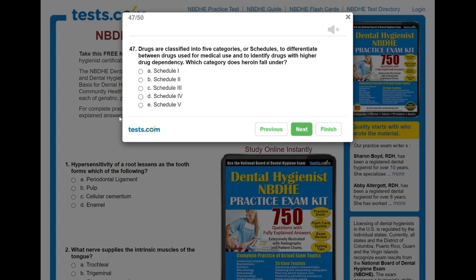Question 47. Drugs are classified into 5 categories, or schedules, to differentiate between drugs used for medical use and to identify drugs with higher drug dependency. Which category does heroin fall under? A. Schedule 1. B. Schedule 2. C. Schedule 3. D. Schedule 4. E. Schedule 5.